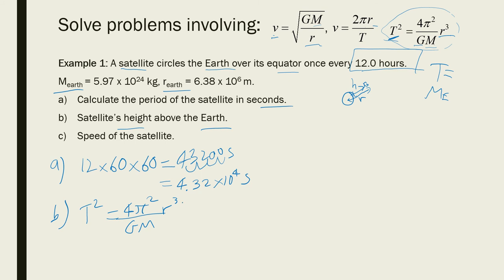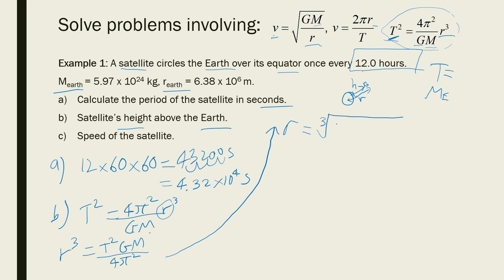Now we want to rearrange this equation for radius. So we can times both sides by G and M. So we'll have radius cubed equals period squared times G times M. And then to get rid of 4 pi squared, we can divide both sides of the equation by 4 pi squared. And finally, this isn't squared now, this is cubed. So the opposite of cubing something is cube rooting something. And there is a cube root button on your calculator. If you don't know where it is, I can show you where it is. Just see me.